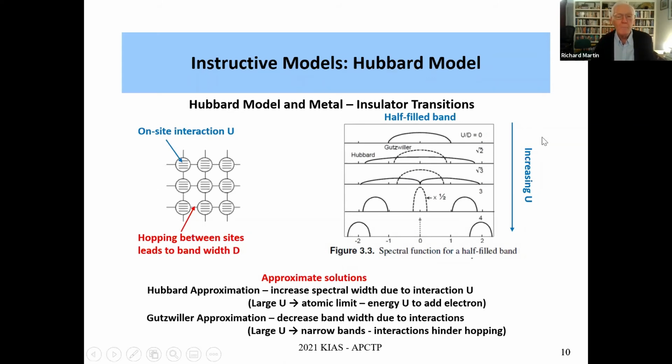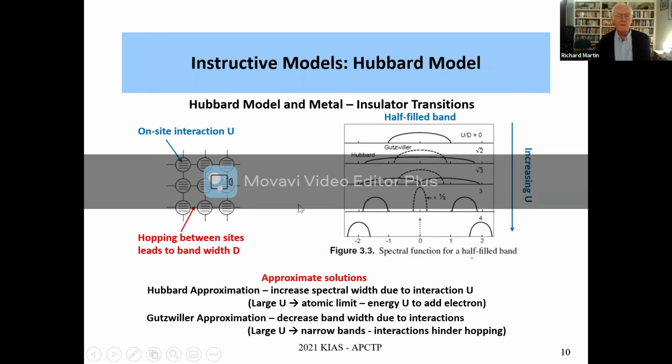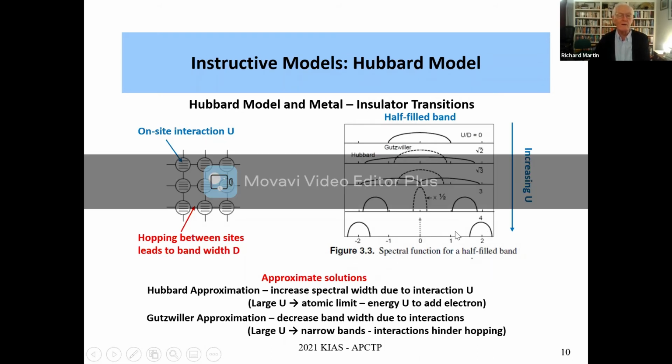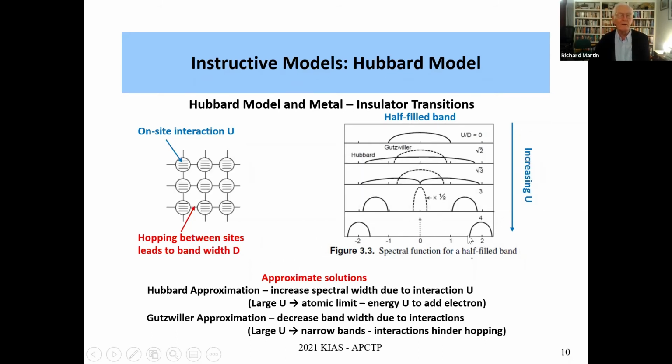So Hubbard made one of the ways of thinking about this problem based on the fact that if you have large interactions, you expect a large energy scale. And if the interactions are large enough, you'd expect to find that it would be very difficult to put two electrons on a site, so it would be a very high energy compared to taking an electron out, which would be at very low energy. So the difference would be basically this Coulomb interaction. So you basically know that has to happen.